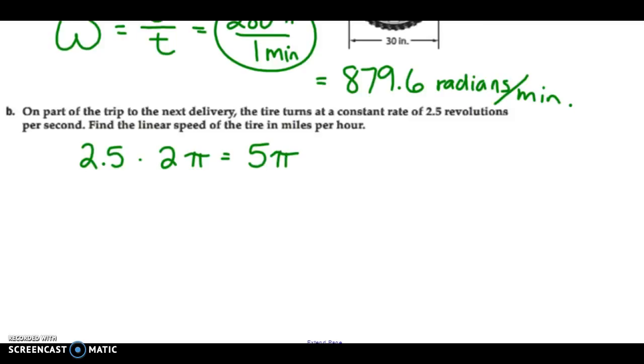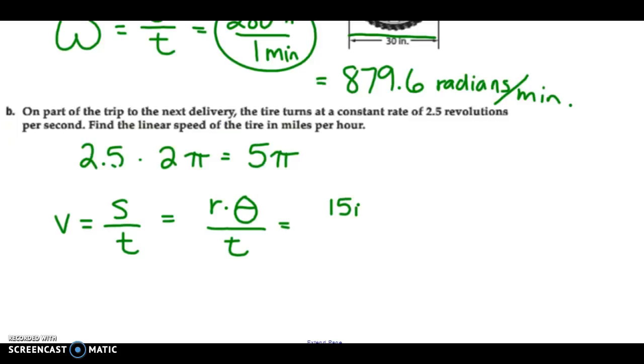Now, if we're trying to find the linear speed, remember that's v, and v was the arc length divided by time. So, arc length again, let's just substitute in our formula for it. Arc length was radius times theta over time. So our radius, when we look back in our example, if the diameter all the way across the tire is 30 inches, radius is going to be half of that.